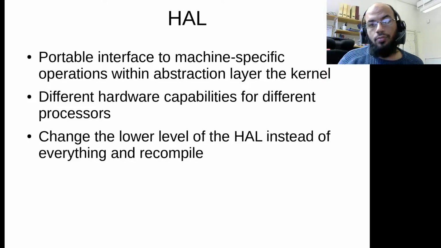This is pretty natural since you have different hardware capabilities for different processors. Some processors, for example, come with what is called a co-processor that helps the processor in doing some stuff, or a floating point processor, and so on and so forth. And you always change the lower level of the HAL instead of basically changing everything in the kernel. And when you do that, of course, you need to recompile, you need to flash your new operating system on your hardware.